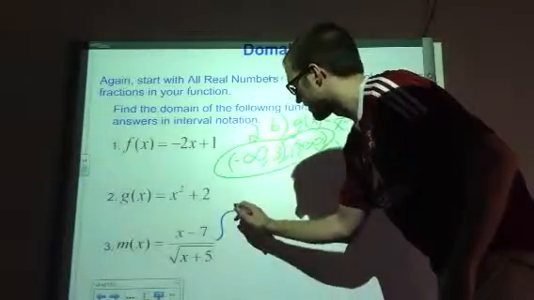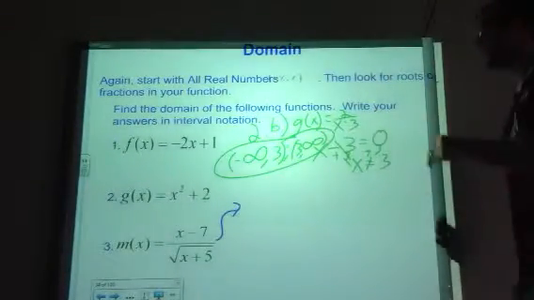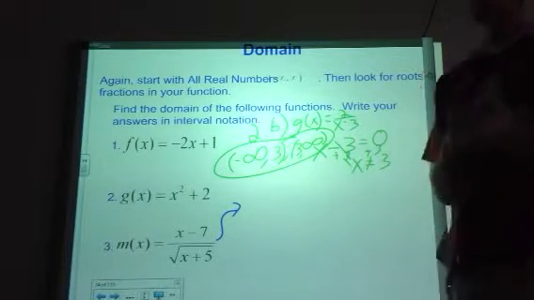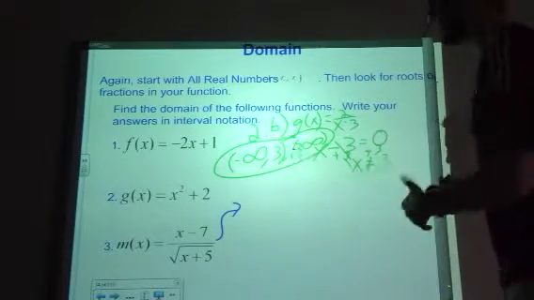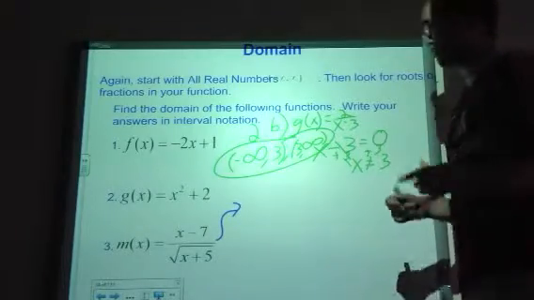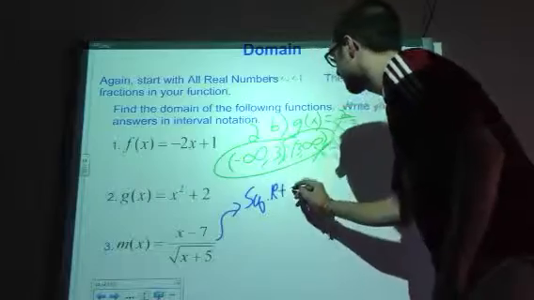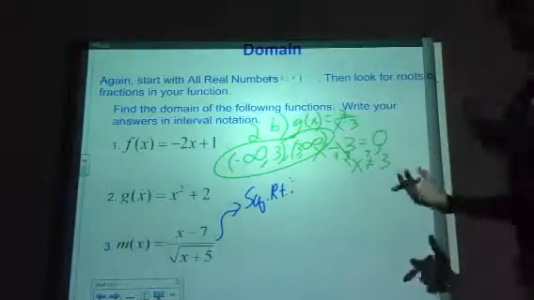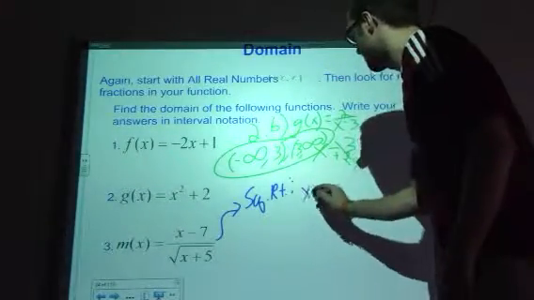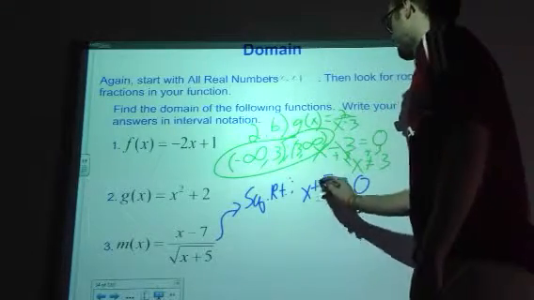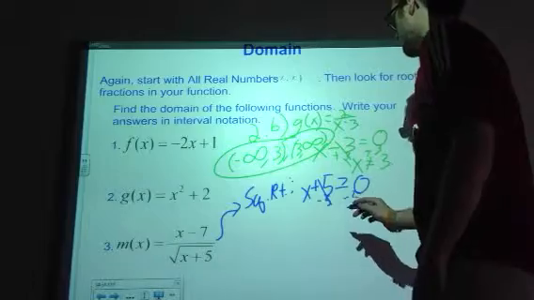Alright, let's look at m of x down here. Assume negative infinity to infinity for the domain, unless there are any restrictions. In this case, are there restrictions? Yes, there are. Is there a square root? Yes, there is. So, let's look at the square root first. We can't have a negative inside a square root. So, we want to know when x plus 5 is greater than or equal to 0. Subtract 5 on both sides.